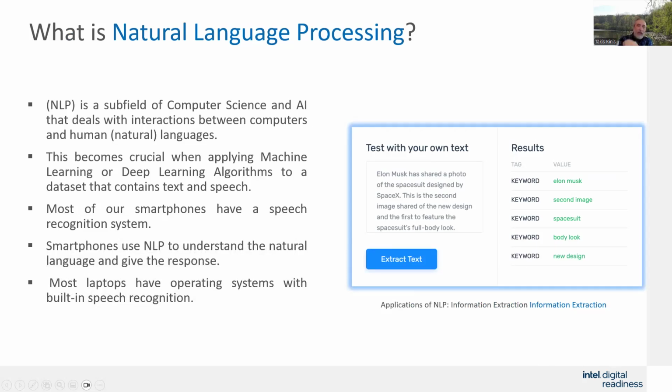All right. We think of this as a subfield of computer science and AI, right, that deals with interactions between computers and humans. It's crucial when applying machine learning or deep learning algorithms to a data set that contains text and speech, right? So if our data contains words, this becomes hugely important that we have this capability. Interestingly, all of our computers have these features already included. So if you have a Windows computer or a Mac computer or an Android or an Apple smartphone, they have voice assistants already built in.